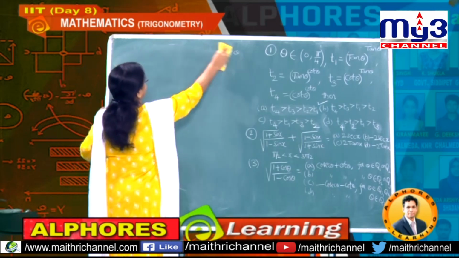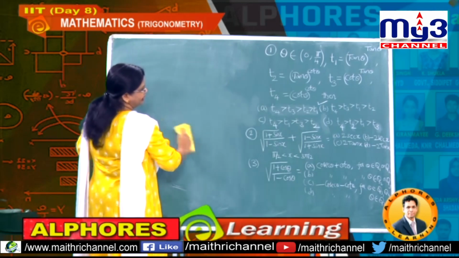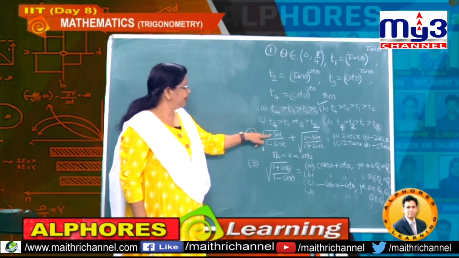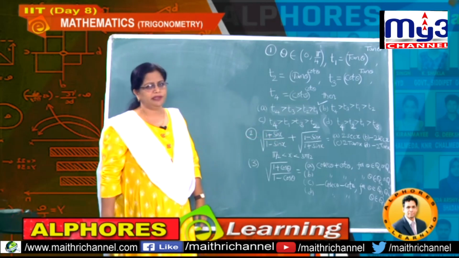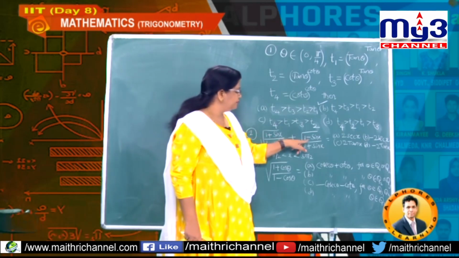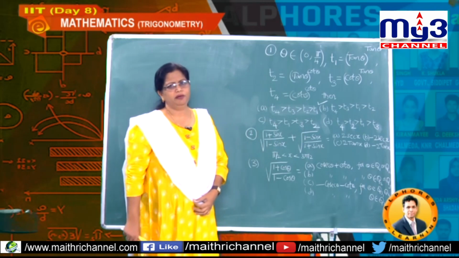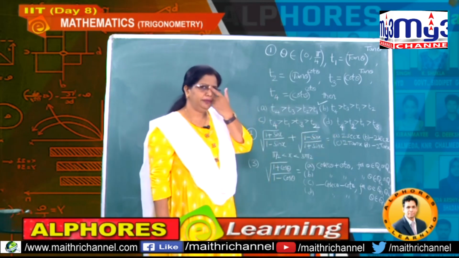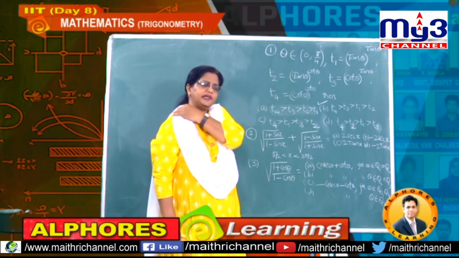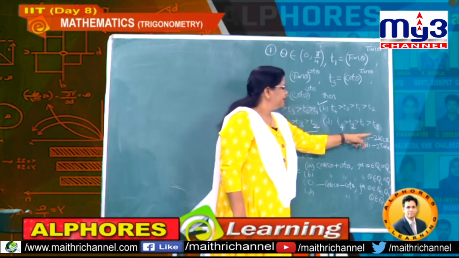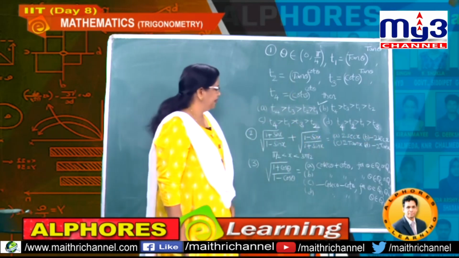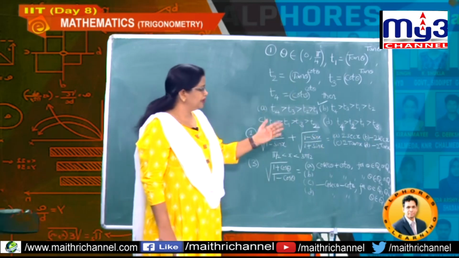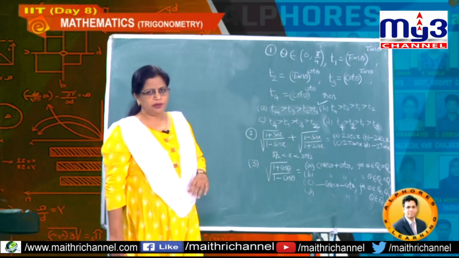Now let us start with the second problem. What is our second problem given? The second problem: under root of (1 plus sine by 1 minus sine) plus under root of (1 minus sine divided by 1 plus sine), and these are 4 options given. Only 2 answers you observe: they are 2 secant and 2 tan, one is plus and one is minus. Understand? That means this entire problem you need to reduce in terms of secant or in terms of tan.